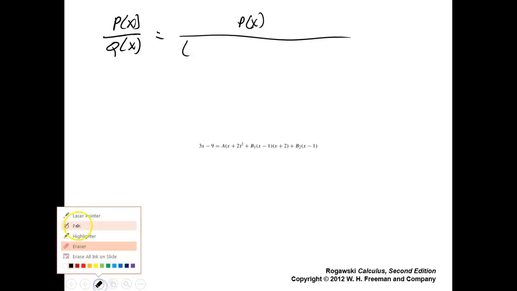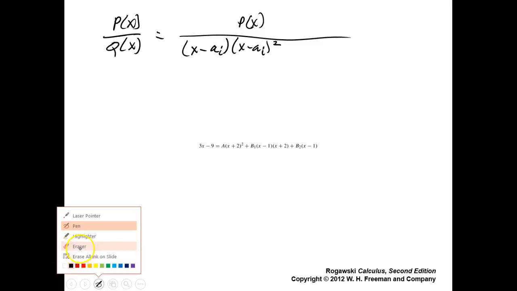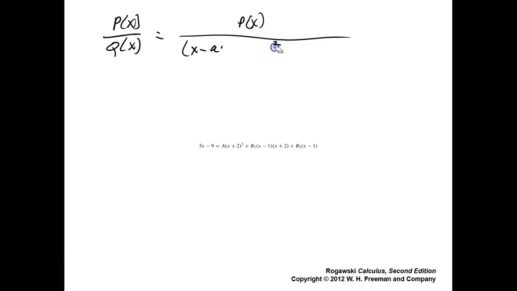our x minus, what is it called? A sub i, times an A. Yuck. I can't write. Okay. x minus a sub i squared. I'm sorry. I'll jump down the line. Let me go back up. Okay. I lost my place.